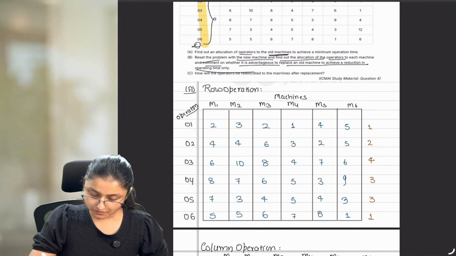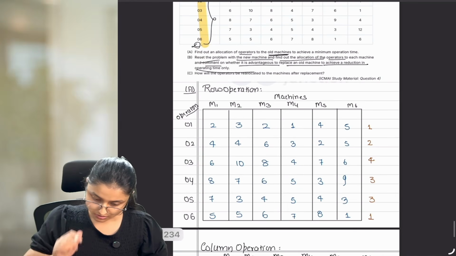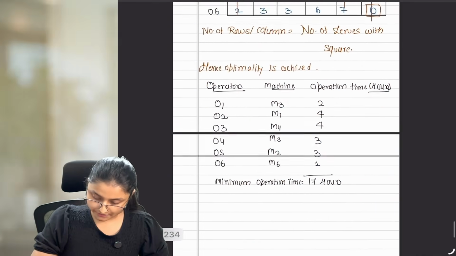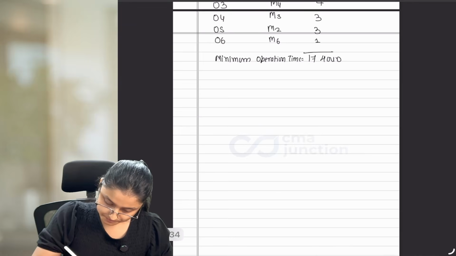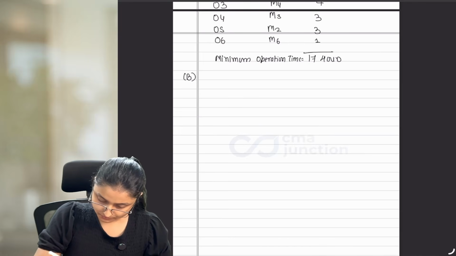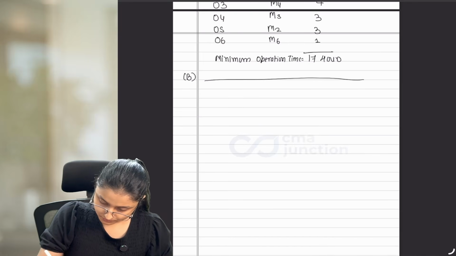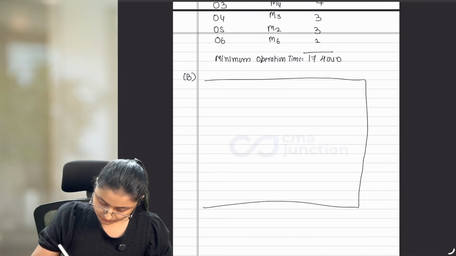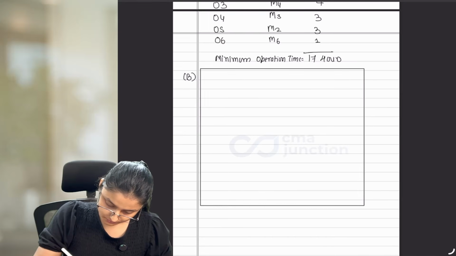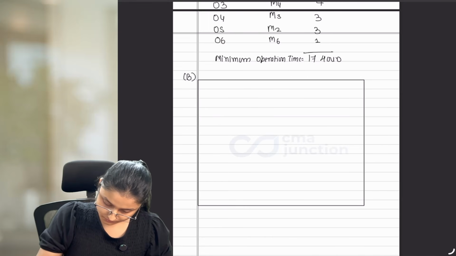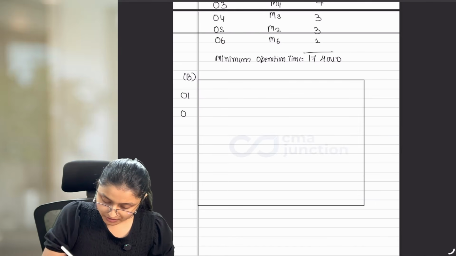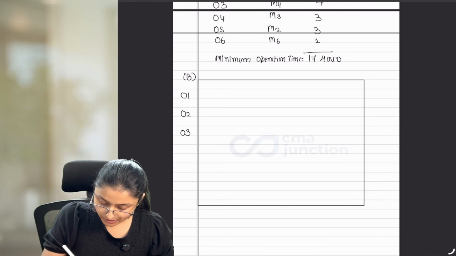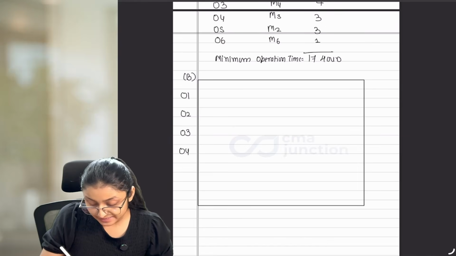And the table will now include 7 columns and 7 rows. Okay? Even if the question provides us only 6 operators, we have to add 1 dummy operator so that our matrix becomes balanced.